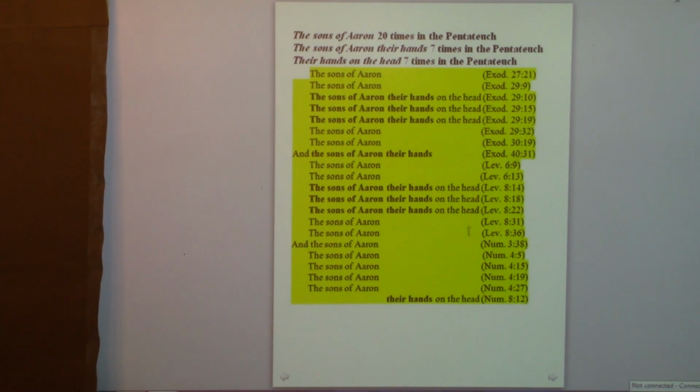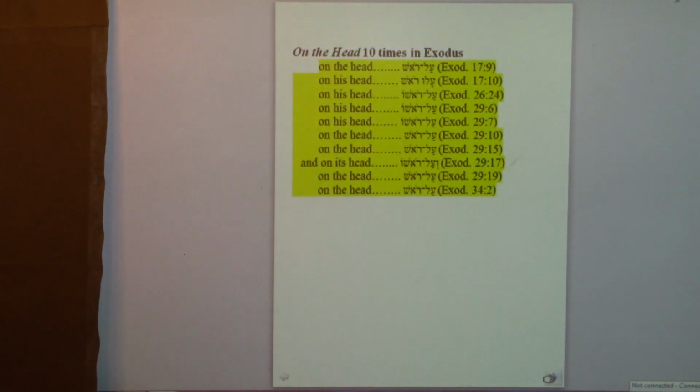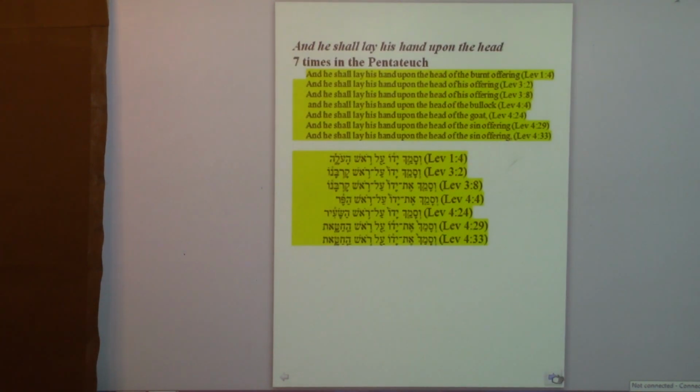So on the head appears by itself 7 times, and the sons of Aaron, their hands, exactly 7 times, and their hands is really not part of that phrase. These are 7 and these are 7. And this is a kind of linking phrase that puts these 2 sets of 7s together. On the head of 10 times. And he lay his hand on the head of 7 times.